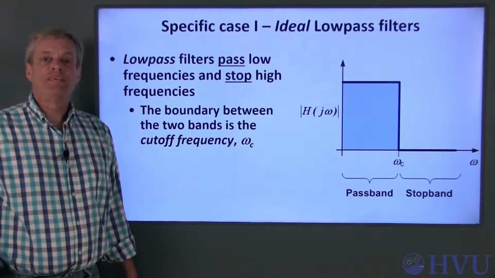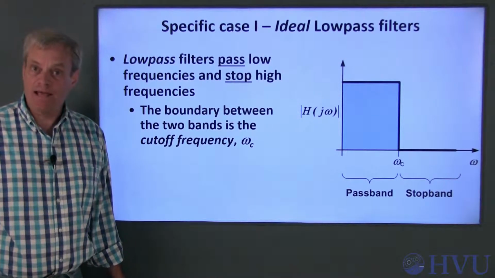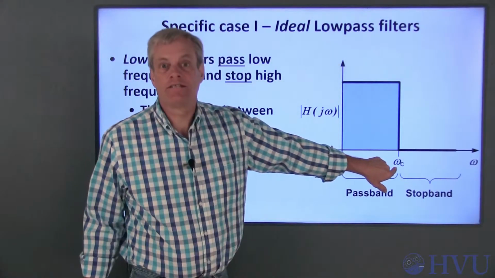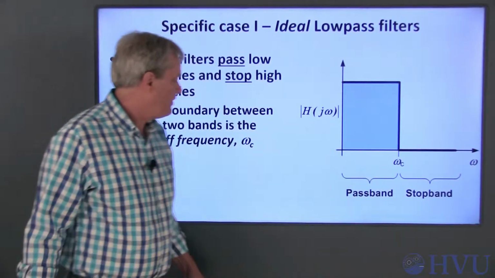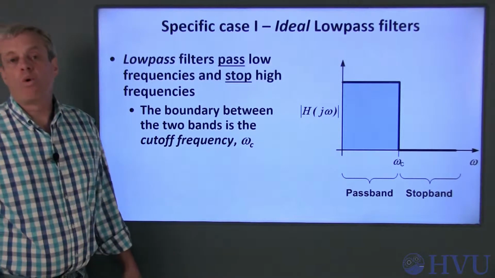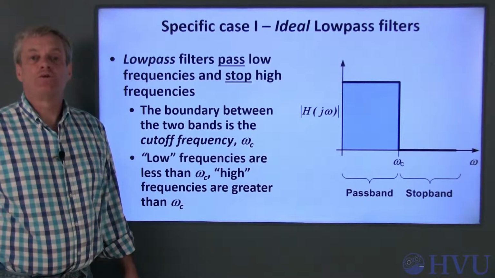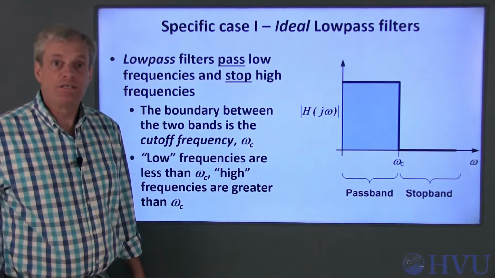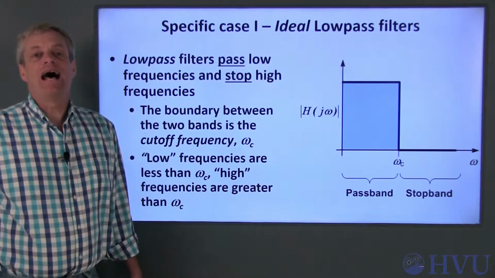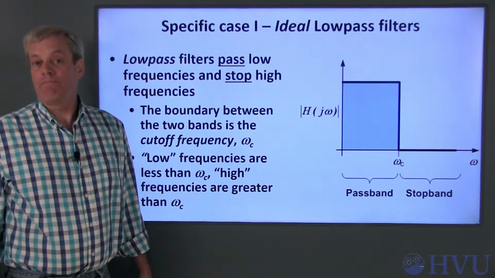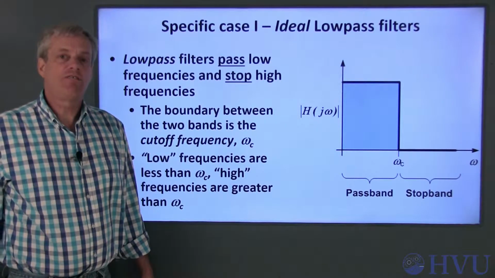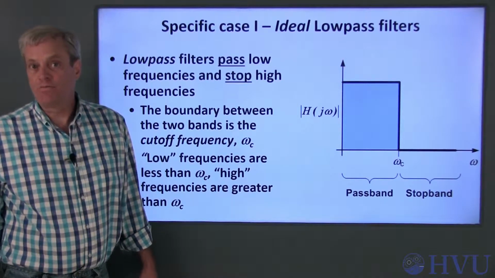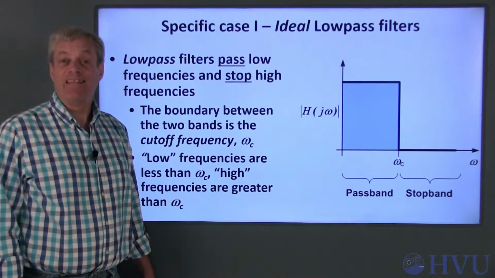The magnitude response is piecewise, so that the transition between the pass band and the stop band is abrupt. The frequency at the boundary between the pass and the stop bands is denoted as omega sub c and is called the cutoff frequency, or sometimes the corner frequency. By definition, the so-called low frequencies are those frequencies below the cutoff frequency, while high frequencies are above the cutoff frequency. This is an ideal filter because of the sharp transition between the pass band and the stop band. This sudden shift in magnitude isn't possible for any real-world circuit. Any circuit we can actually build will have a smooth transition between the pass band and the stop band.